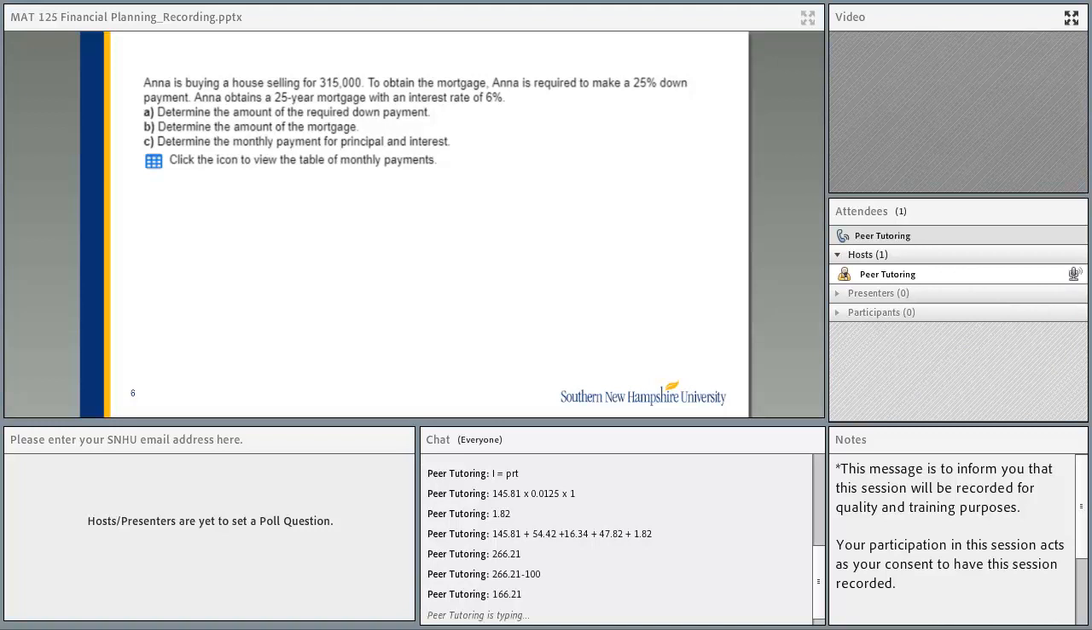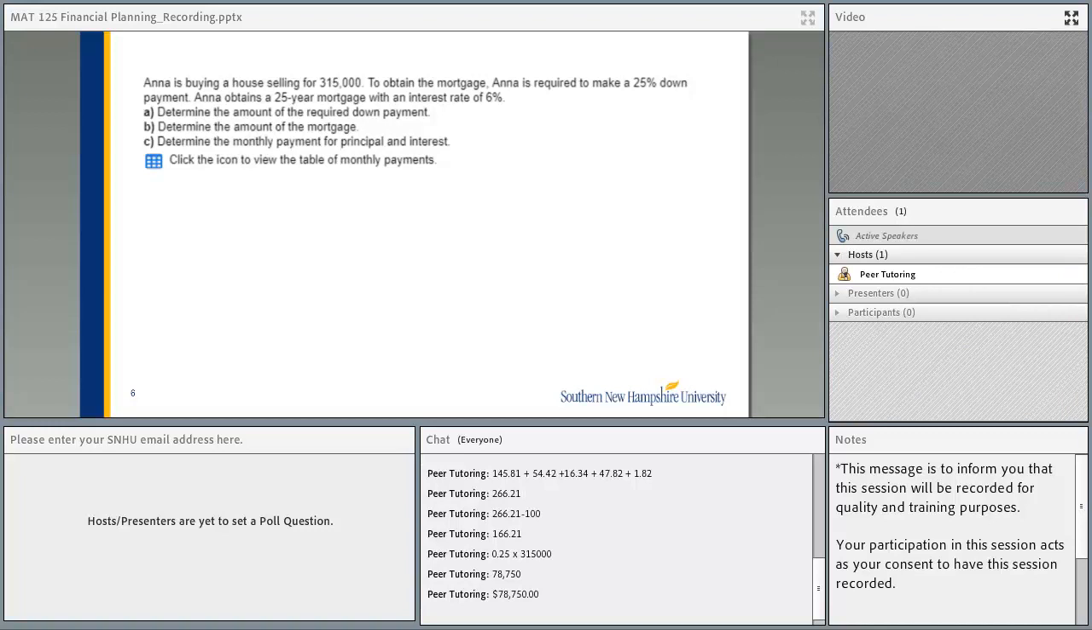So to obtain this, again, we are just multiplying. We have to know what her down payment is. So we're going to convert that 25% to a decimal. So 0.25 times 315,000. And if we enter that into our calculator, we get $78,750. I've been putting my dollar signs in. There they are. And the zeros. There we go. Okay.